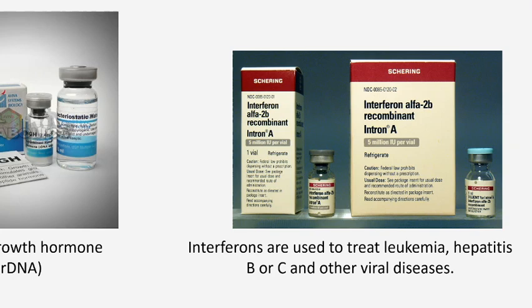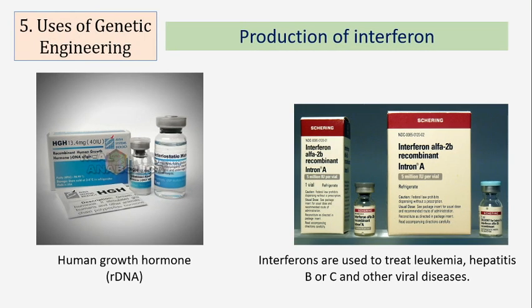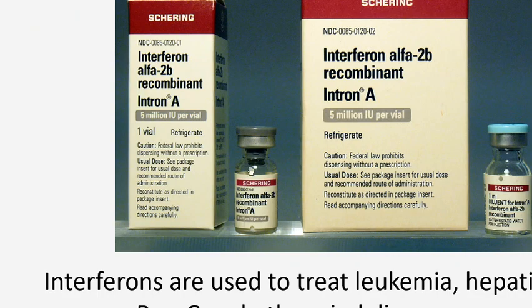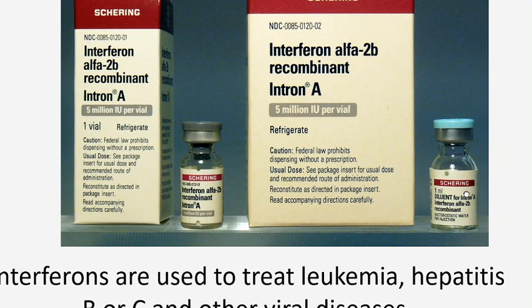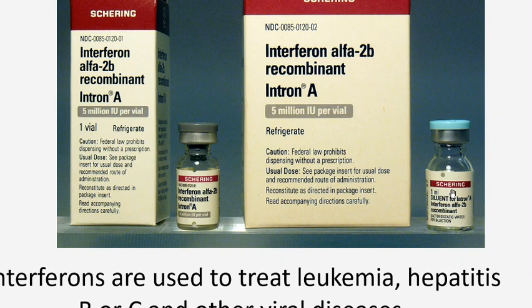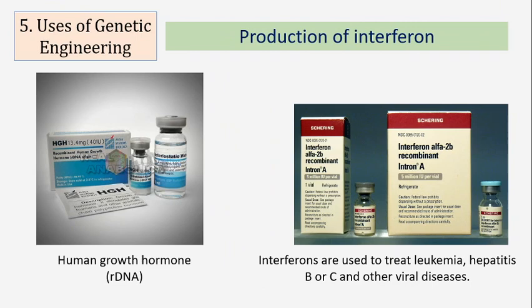So how can we produce interferons outside the body? Interferons can be produced inside yeast or bacteria by genetic engineering processes, and they are used for treatment. You see the vials of interferon. Actually, they are very expensive vials, and they are administered to cancer patients or virus-infected patients to boost their immune system, to suppress the cancer or virus in their body.